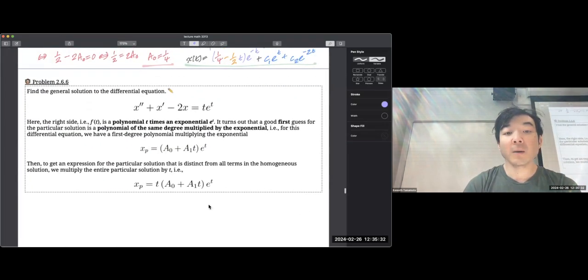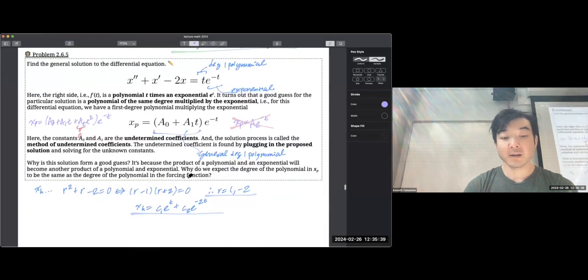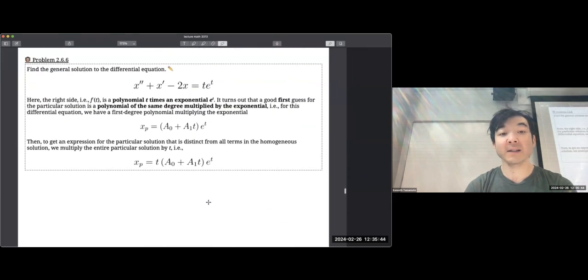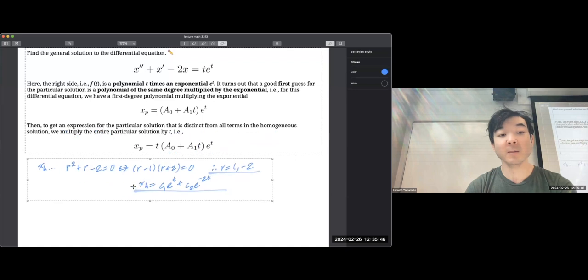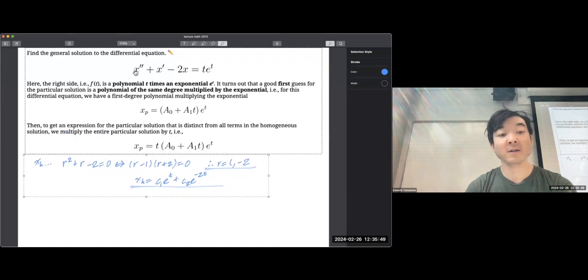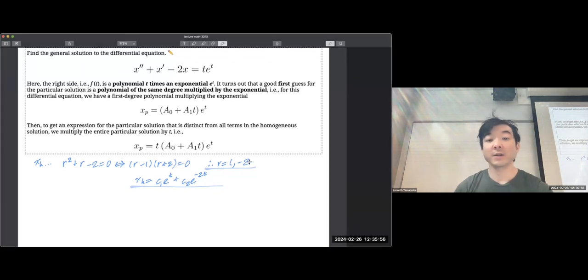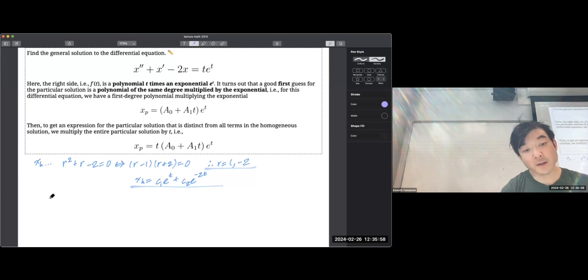So the homogeneous solution will still stay the same. You're just going to have this stuff again, because the left-hand side didn't change. I only changed the right-hand side. So your homogeneous solution is still going to have r squared plus r minus 2, all that business. So this homogeneous solution will stay the same. Now, your particular solution is going to be, this is what you would expect, right? Because now you have a t e to the positive t here.